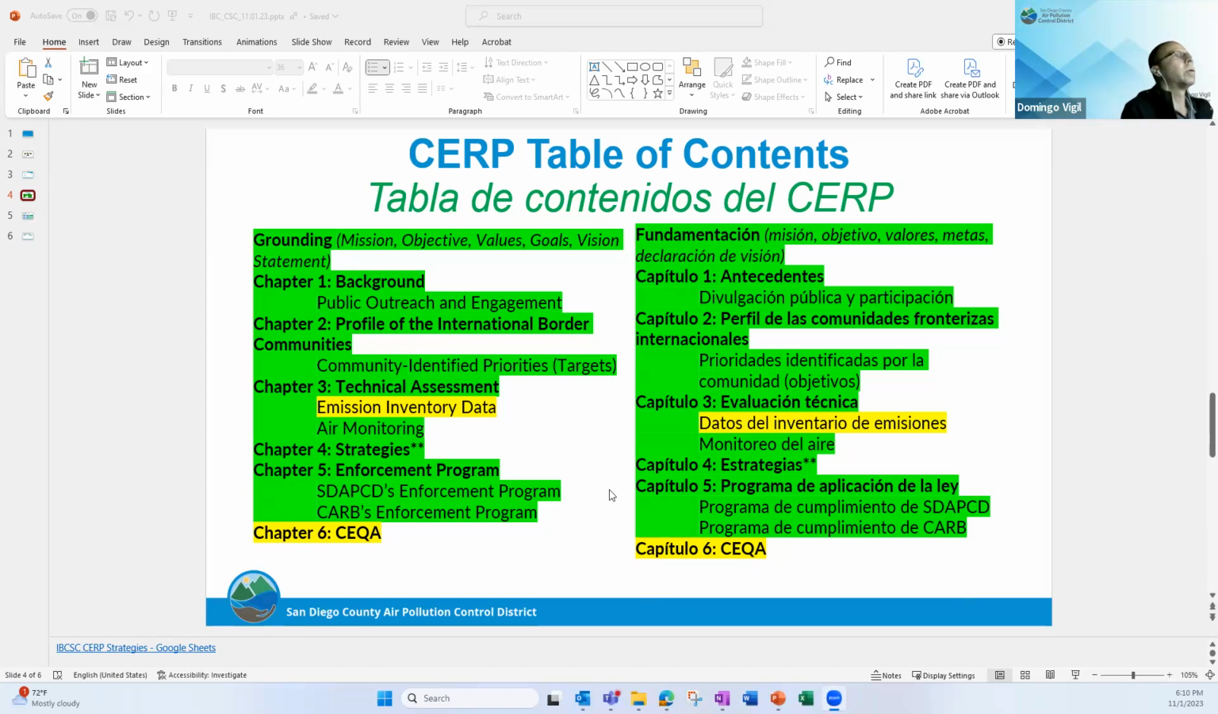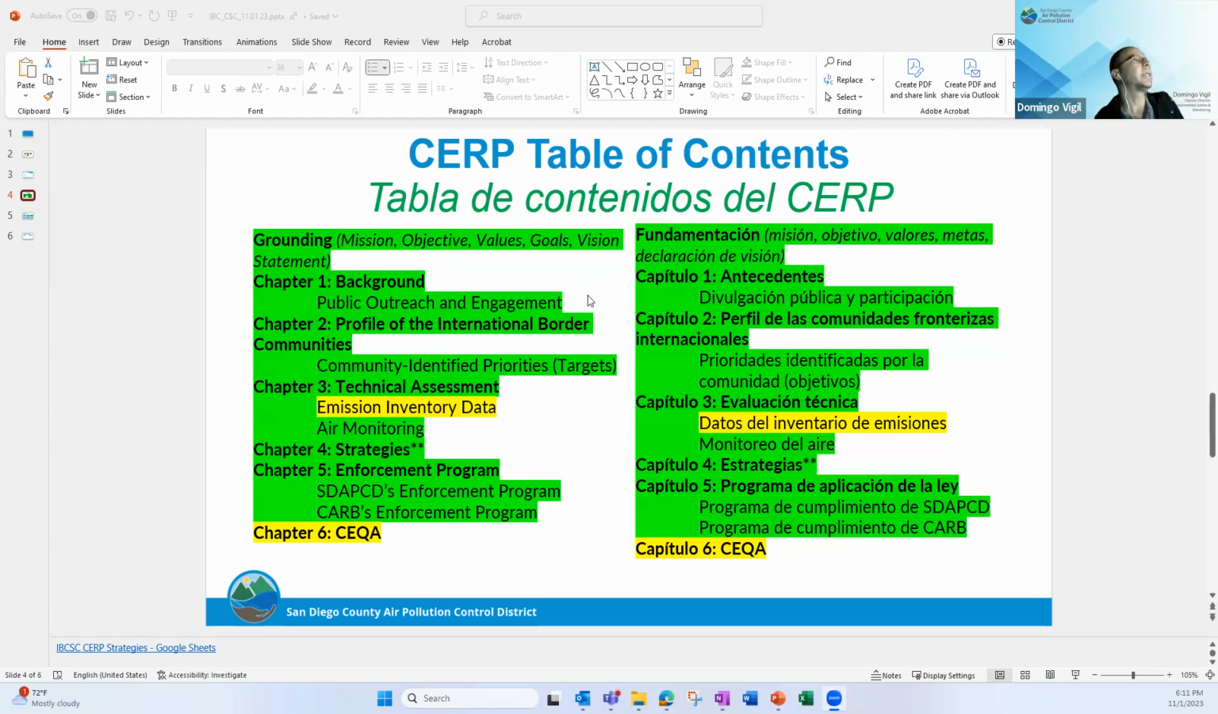So as you can see here, all of the information that's highlighted in green are all of the different chapters that we've reviewed already: our grounding chapter, our background with the public outreach and engagement that we've done, our community identified priorities. And today we reviewed the emissions inventory data, we reviewed the air monitoring data, we've gone through all of the strategies as well as the enforcement plan. One more item that I wanted to touch on briefly today is the CEQA chapter.